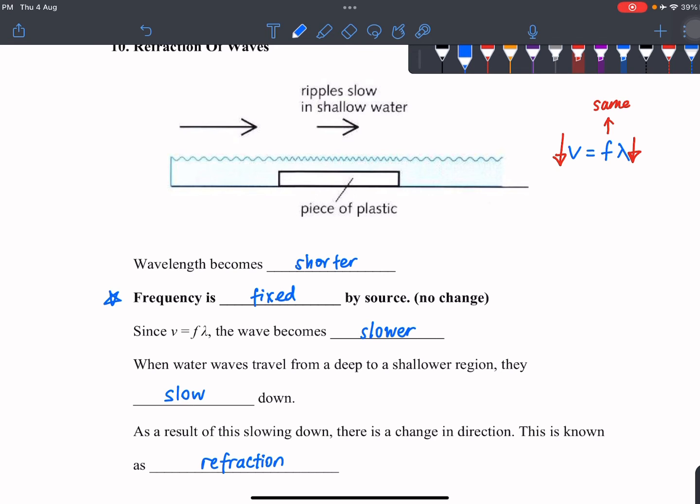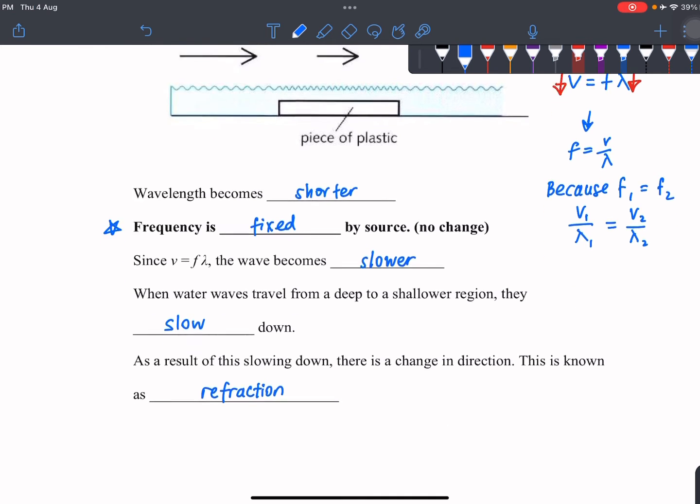This is the first thing that you need to realize for the whole situation: the frequency will be the same. Next, when you have a shallower and a deeper part, let's rearrange this to f equals v over lambda. Because f1 is equal to f2 in this case, v1 over lambda 1 is equal to v2 over lambda 2. We can make use of this to do a little bit more analysis. Let's take a look at the example over here.